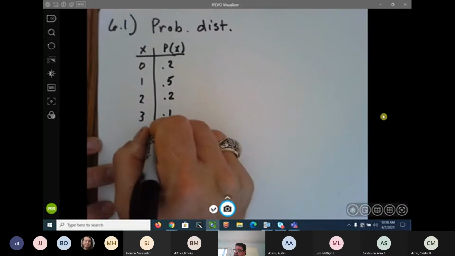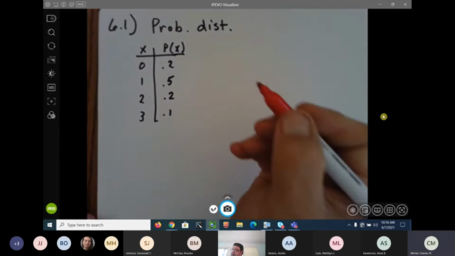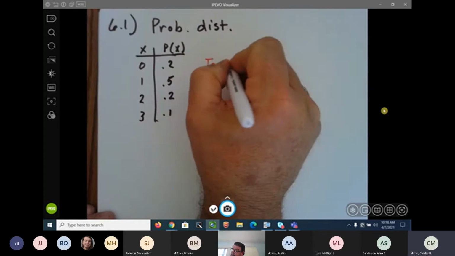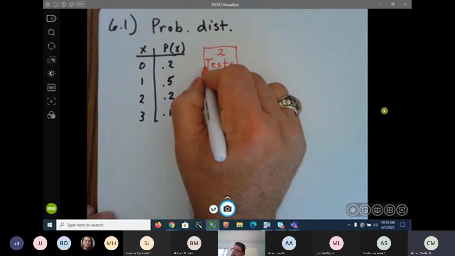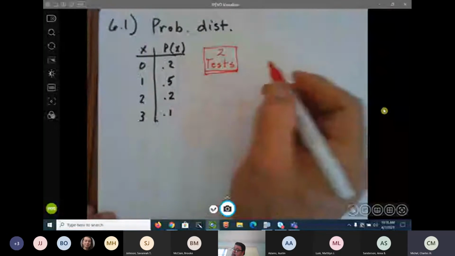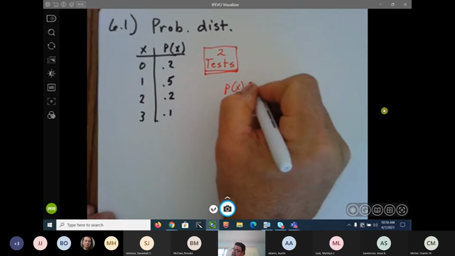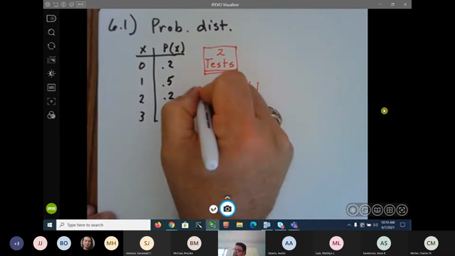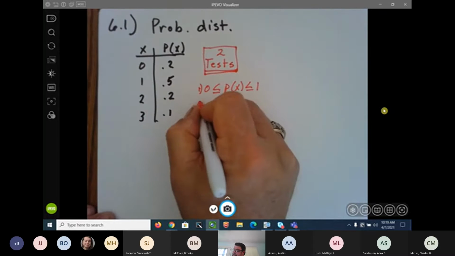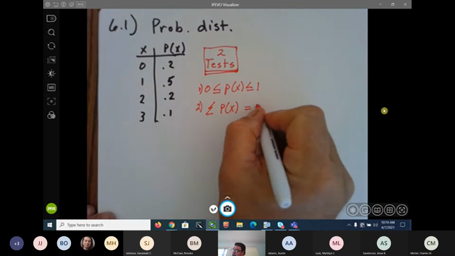Can anybody tell me the test? There's two tests, and we'll put them in red. What are the two tests? All of the probabilities have to equal 1. Yes. And each probability has to be between 0 and 1. That's the first test. And then the second test is the summation of all the probabilities has to equal 1.